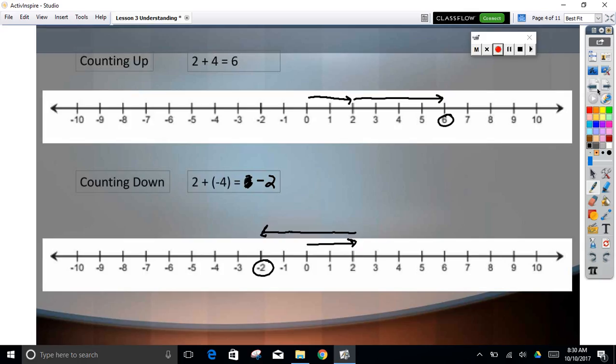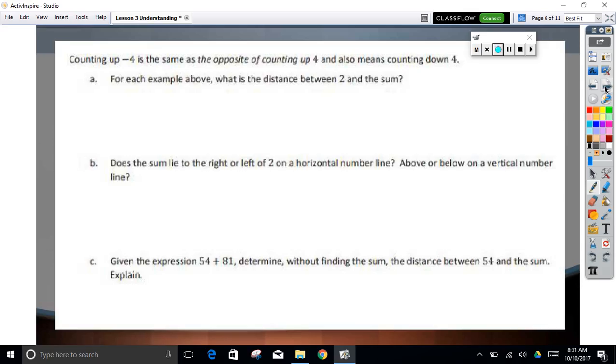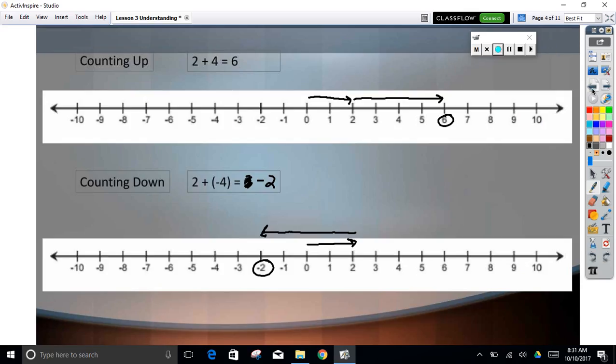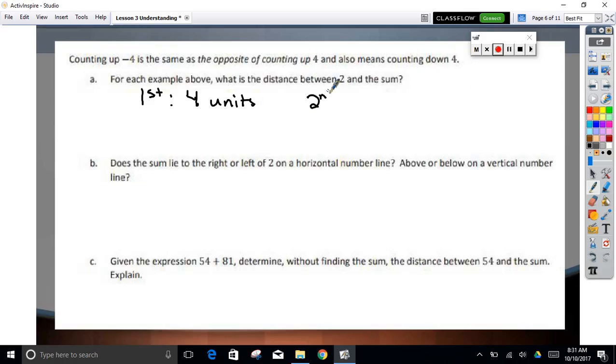It's 4 units. So over here, let's say that the first example, it is 4 units. How about the second example? How far away is the sum from 2? 4. It's also 4 units. Good. From here to here is 4 units. So in the second, it's also 4 units.